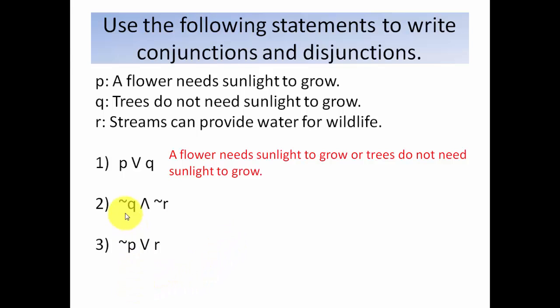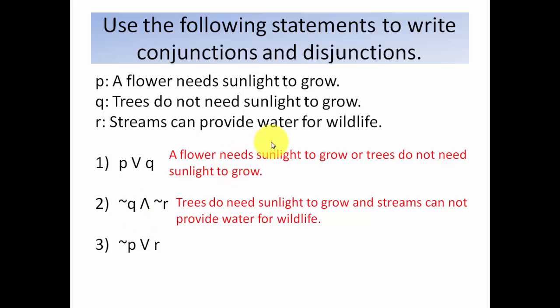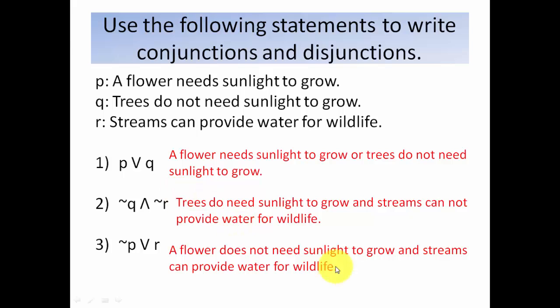Next one, not Q and not R. So that's going to be inserting the word not into both of these two. Notice that Q already has not. Whenever there's already a not in the statement, you're going to take away the not. So it's like it's canceling out. So your answer is going to be, trees do need sunlight to grow, and streams cannot provide water for wildlife. The last one, we're doing not P or R. This is going to be, a flower does not need sunlight to grow, and streams can provide water for wildlife.